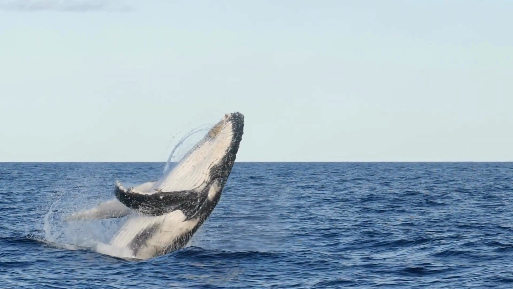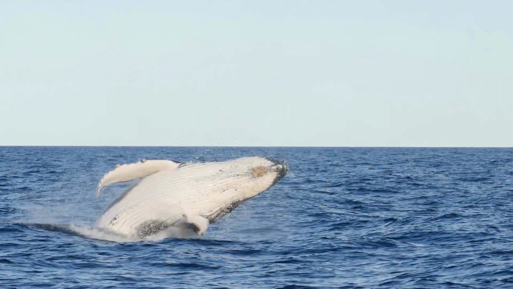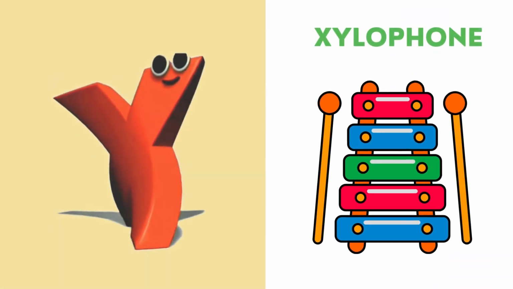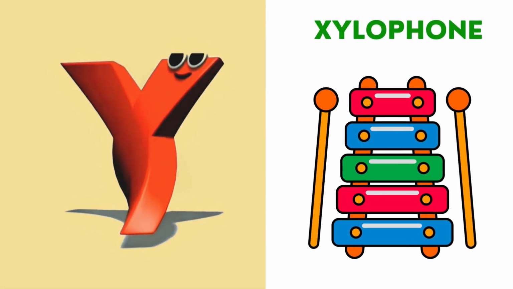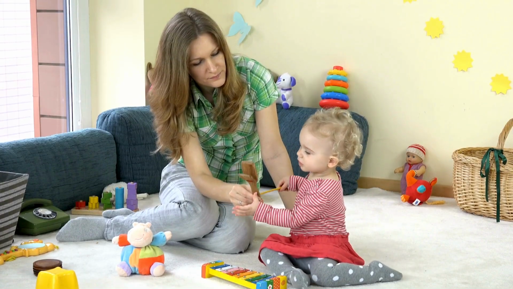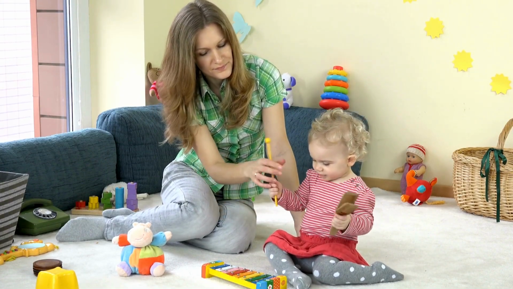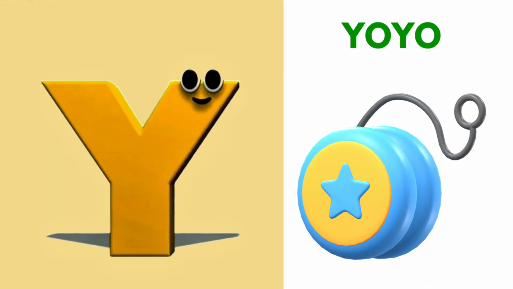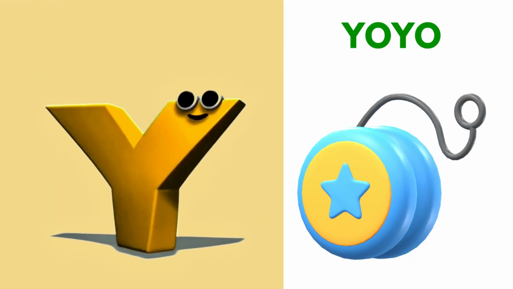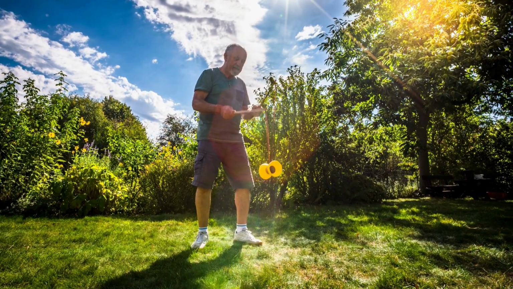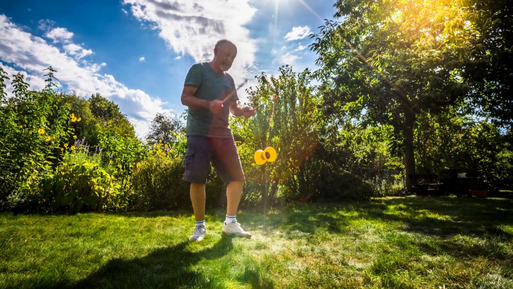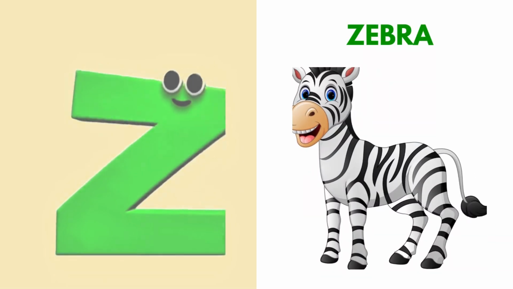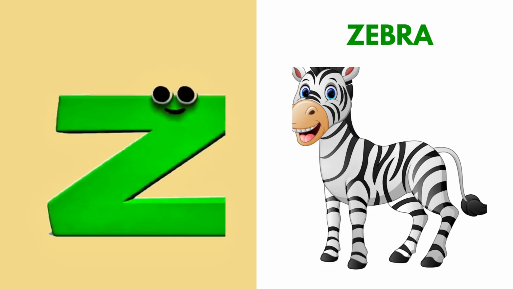Whale. W, whale. X is for xylophone. Xylophone. X, xylophone. Y is for yo-yo. Yo-yo. Y, yo-yo. Z is for zebra. Zebra.